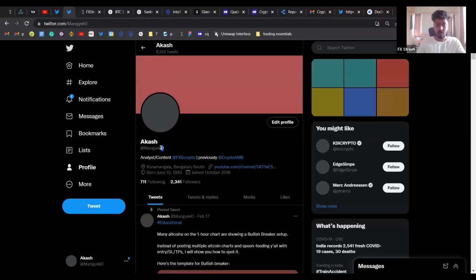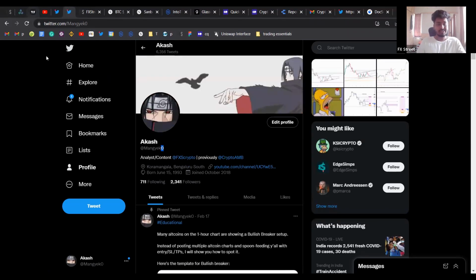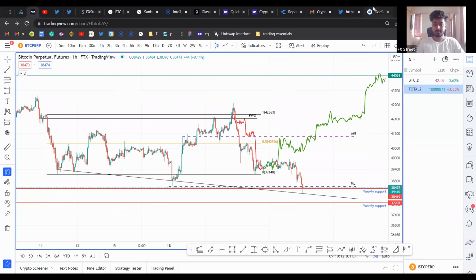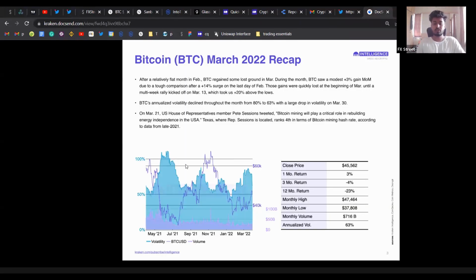So let's get into the volatility. Before I get into what's happening right now, this was a report from Kraken, a March report for the month of March. Before we get into what's happening here, I want to take a look at the August 2020 report. In this one, they used this chart, Bitcoin's annualized volatility chart.